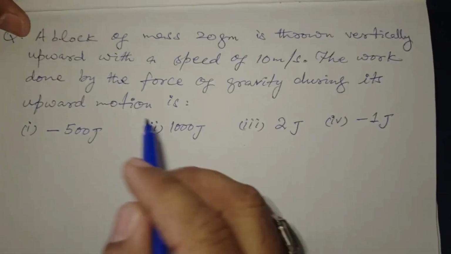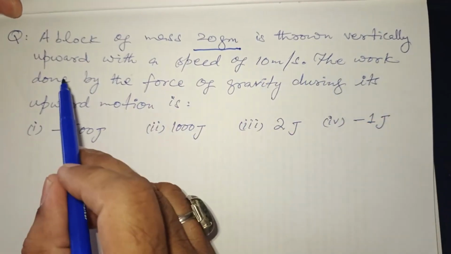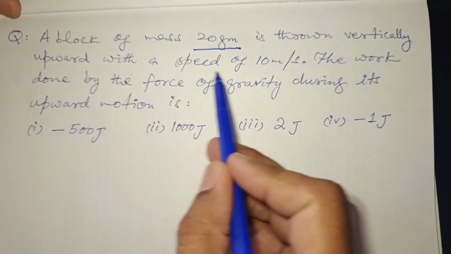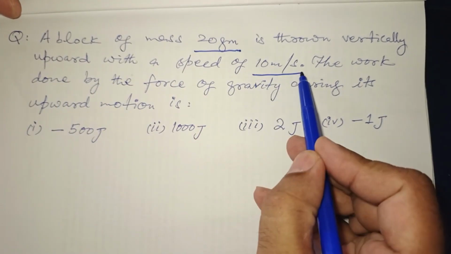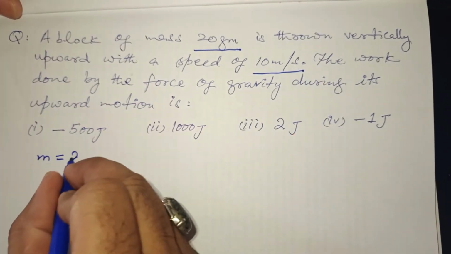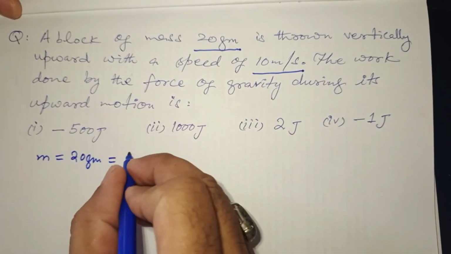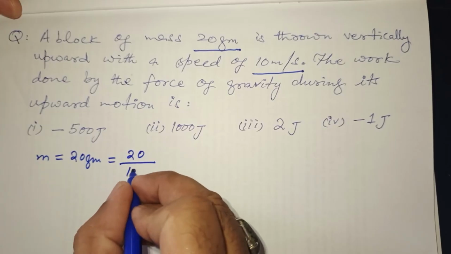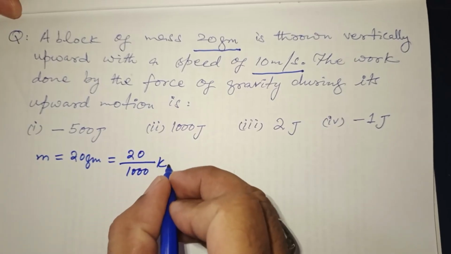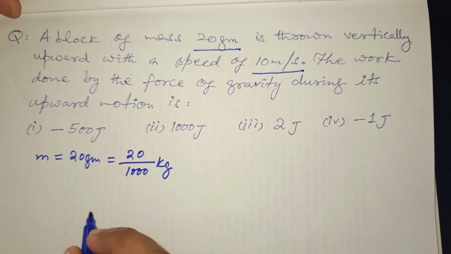A block of mass 20 grams. So this is the first thing given to you. Mass is thrown vertically upward with a speed of 10 meter per second. This is a speed. So this is mass which is 20 gram. So we'll convert it into kilogram because we have to solve all such problems in System International, and unit of mass in System International is kilogram.